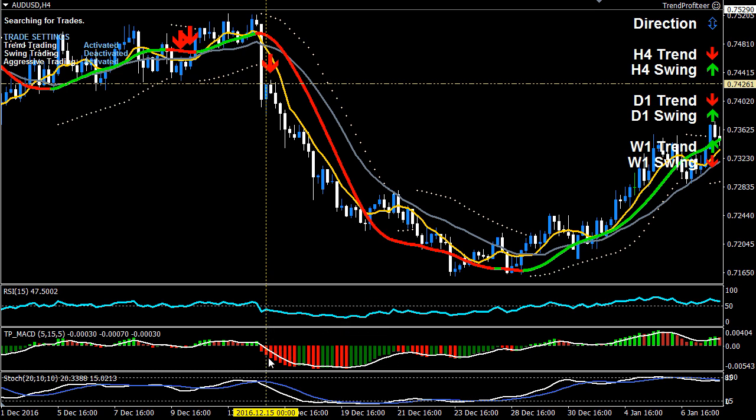The MACD must be below the zero line. It doesn't need to be red, and it certainly doesn't need to be below the signal line for an aggressive trend trade, but in this case it fulfills the criteria of being below. And the white stochastic line must be below the blue stochastic line. So all of those rules are in place, and as far as our stop, we place it just above the slow moving average, the gray moving average.